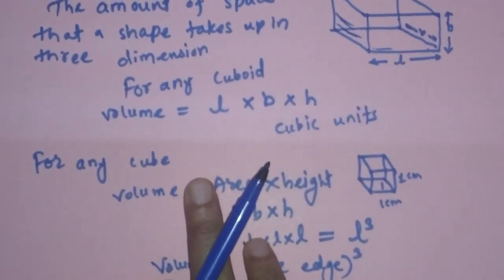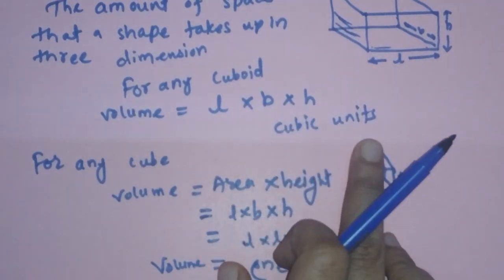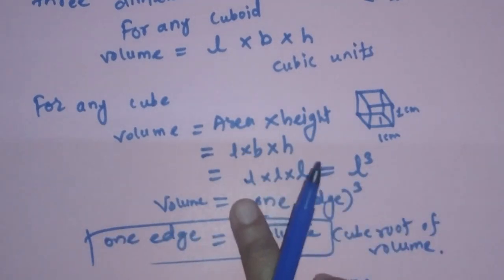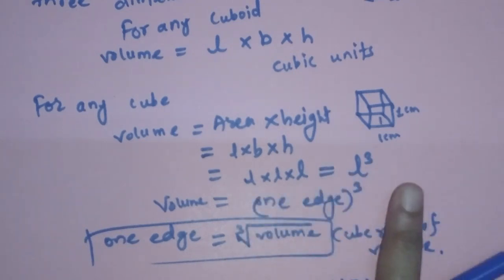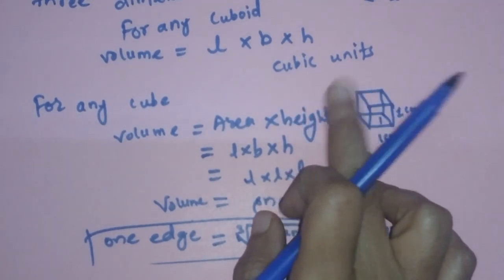For a cuboid, volume is equal to length multiplied by breadth multiplied by height. In the case of a cube, all the faces are equal, that is a square shape, so its volume is equal to area into height. Since all the dimensions are equal, we take L cube, and it is in cubic units.